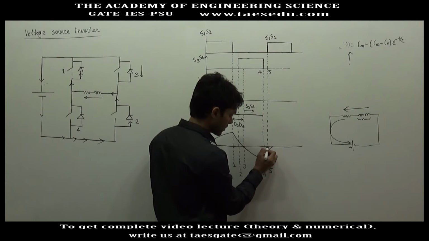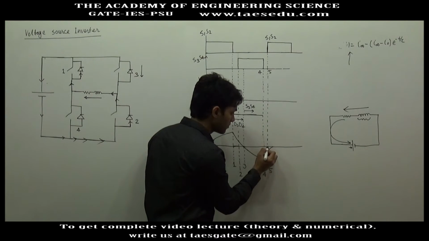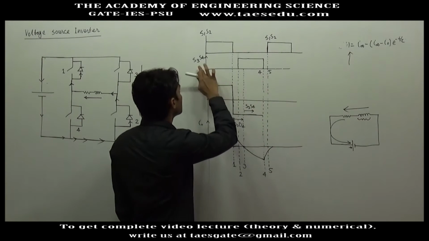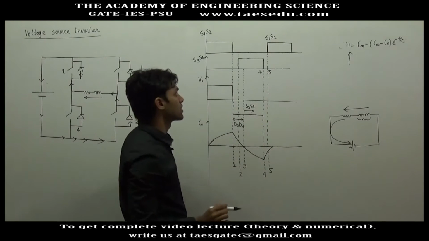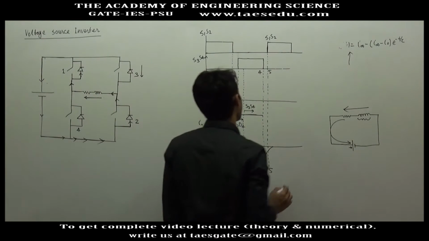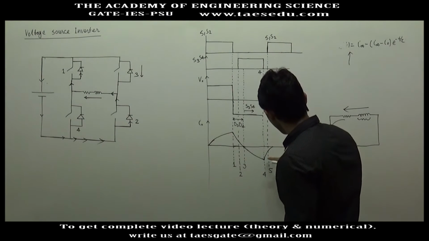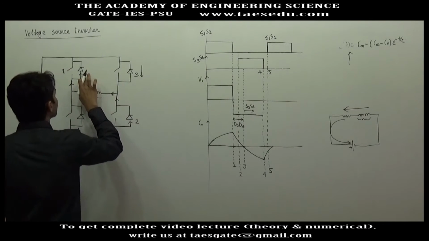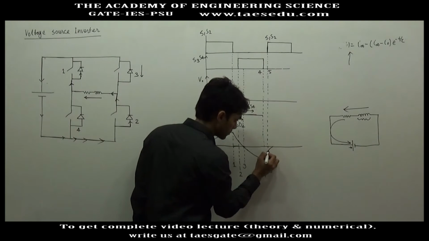Talking about instant 5, just before instant 5, no main switch was given gate signal. S3 and S4 were commutated and S1 and S2 were not given signal. But right after instant 5, S1 and S2 are given signal, but current is flowing through D1 and D2. At instant 5 also, current is still flowing through D1, D2.